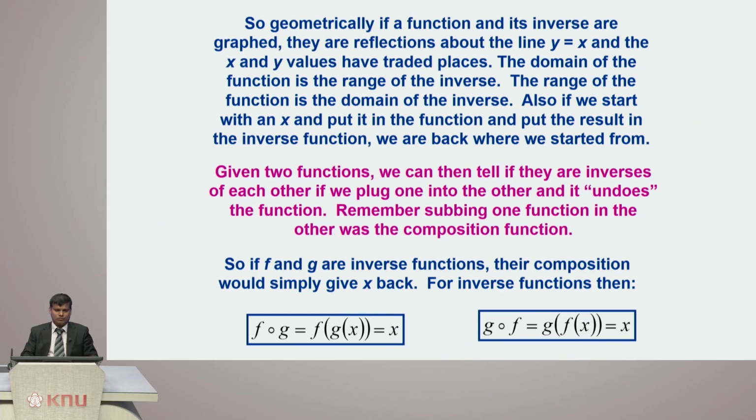So here is the composition that we talk about. f composed with g equals f of g of x, that equals x. g composed with f equals g of f of x, that equals x. So if f and g are inverse functions, their composition would yield the same thing back, give us x back, only in this condition.